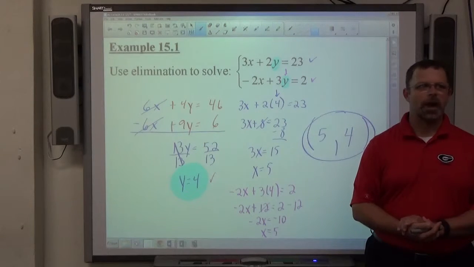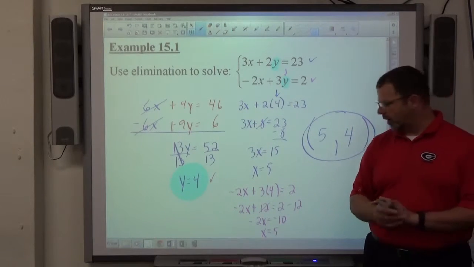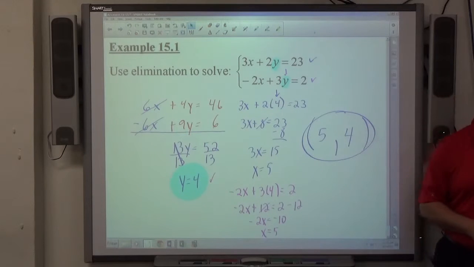Pick one. Go back to it. Get the answer. All right? Don't get hung up on which one you're supposed to go back to because it doesn't matter which one you go back to. Make a choice. Go with it. Get the right answer. Move on to the next problem. All right? That's elimination. That's how it works.